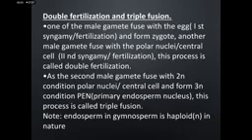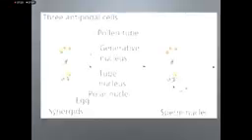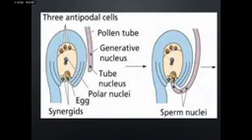The triploid condition in the center acts as the PEN, that is primary endosperm nucleus, and later it converts into endosperm. So in angiosperms, the PEN or endosperm is triploid in nature, while in the case of gymnosperms the endosperm is haploid in nature.